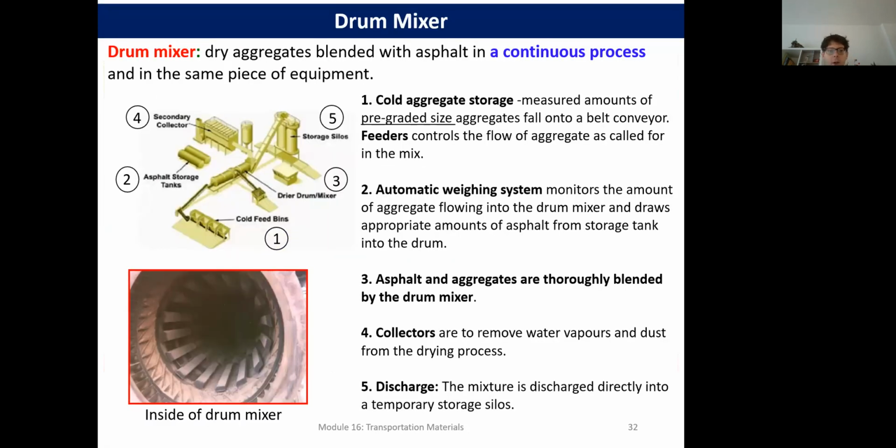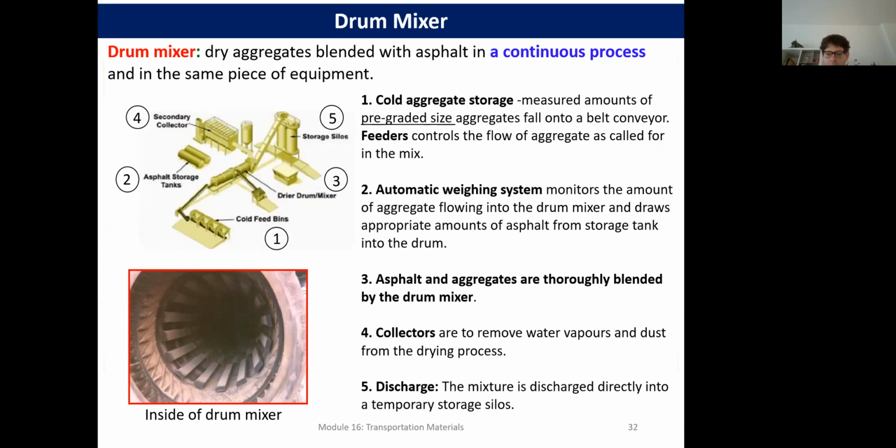An alternative process is a continuous process, done via a drum mixer, where the dry aggregates are blended with asphalt in the same piece of equipment. You still have the cold aggregate storage with measured amounts, pre-graded. An automatic weighing system monitors the amount of aggregate flowing into the drum, and then the asphalt and aggregates are thoroughly blended within the mixer, with collectors to remove water vapors and dust from the drying process, and then a discharge.